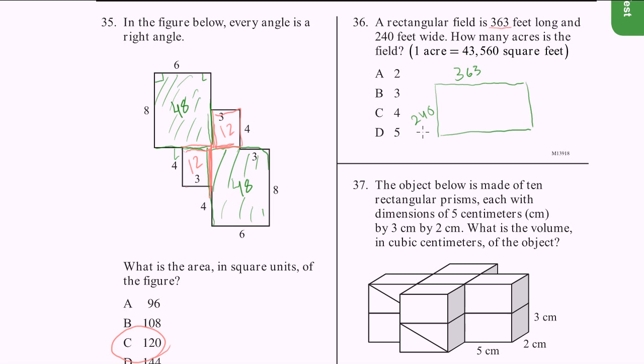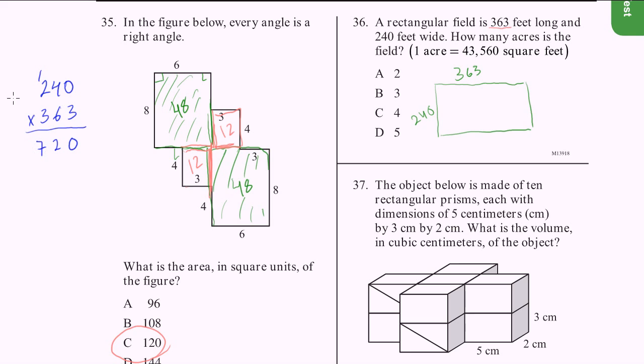So if we wanted to do it in square feet, we would multiply these two numbers. So how many square feet is it? Let me multiply it out. We have 240 times 363. Actually, I want to do it with a little bit more space. Let me do it in blue. So I have 240 times 363. 3 times 0 is 0. 3 times 4 is 12. Carry the 1. 3 times 2 is 6, plus 1 is 7.